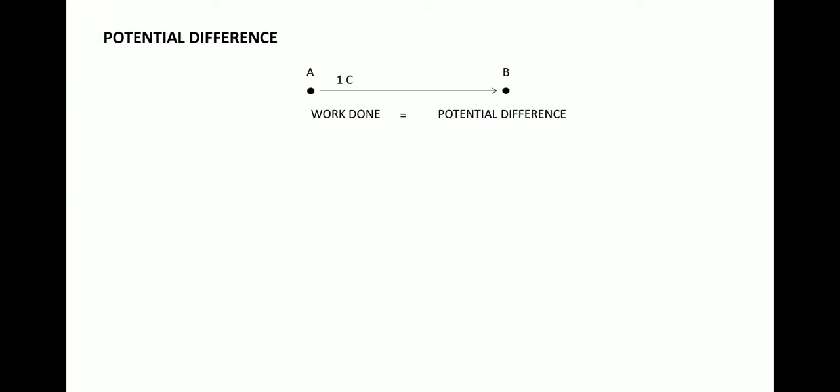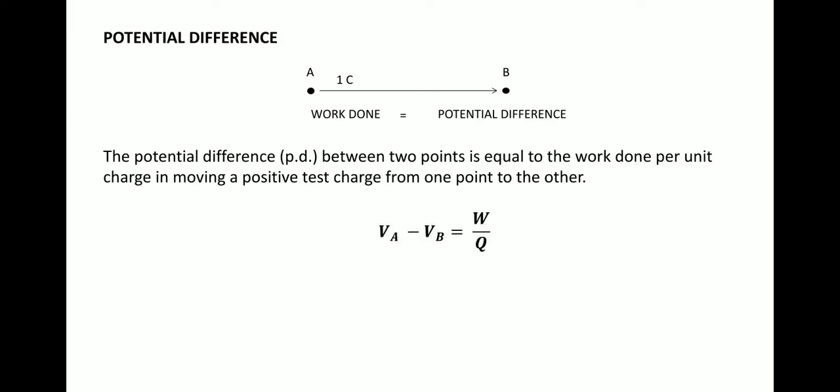So the definition for the potential difference will be: the potential difference (PD) between 2 points is equal to the work done per unit charge in moving a positive test charge from one point to the other. That means how much work will be done in order to move the charge from point A to point B, that much work done will be equal to the potential difference of point A and point B.